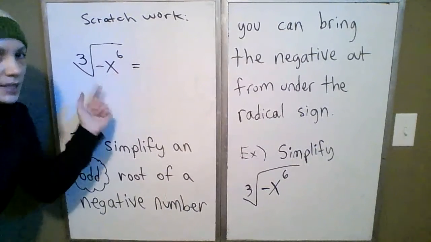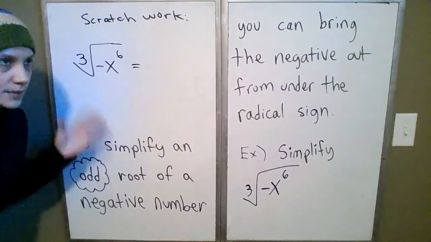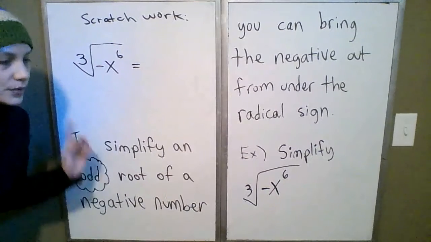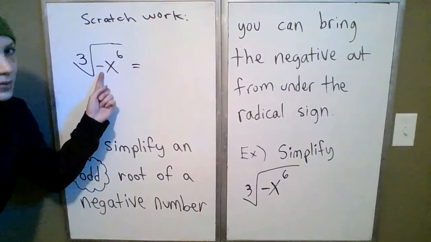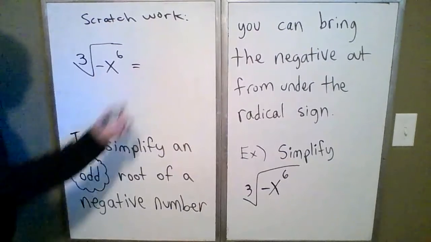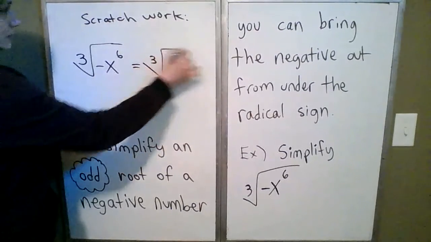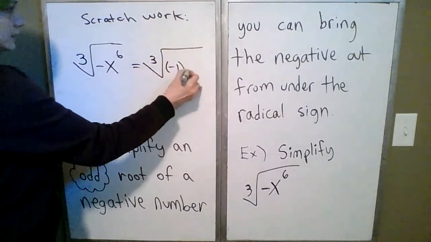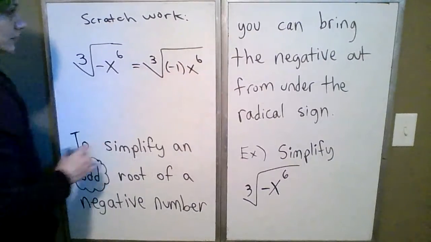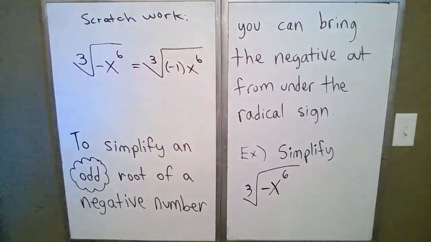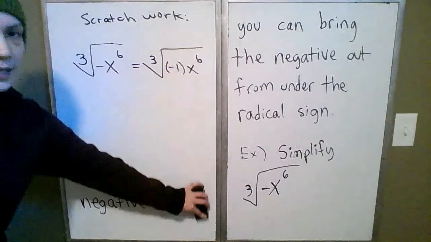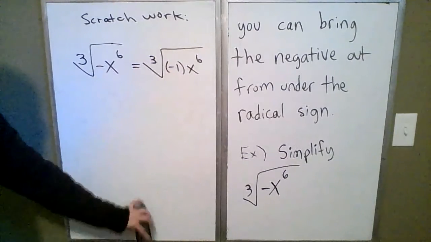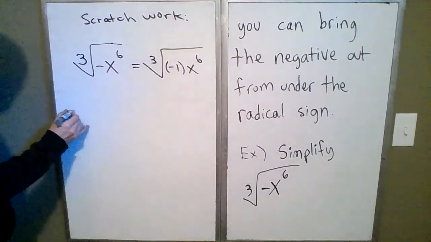x to the 6th, but this time we're going to work through all of the little parts. First part is I would write this negative as -1. And then I would use the rule. I have a cubed root of -1 multiplied with the cubed root of x to the 6th.